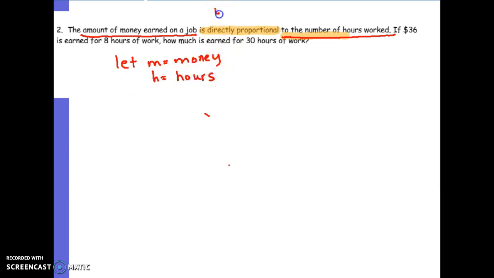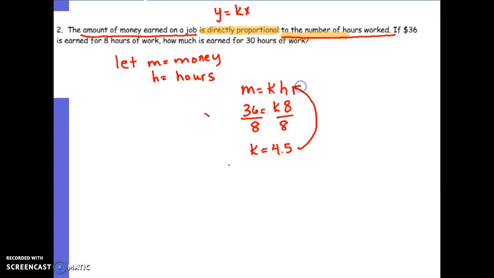Directly proportional means y is equal to kx, or in this case, money is equal to k times the number of hours. We're going to use the data that's given. If $36, so our money is 36, is earned for 8 hours of work, I just plugged in the 8 for H, and then we solve for k. Our k is 4.5. We plug it back in, and money is equal to 4.5 times hours.